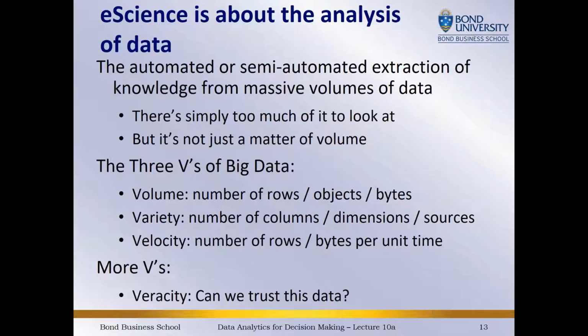So e-science is about the analysis of data, the automated or semi-automated extraction of knowledge from massive volumes of data. There's simply too much data to just look at. And remember, it's not simply a matter of volume. We talk about the 3 V's of big data: volume, variety, and velocity. Volume talks about the number of rows or just the size of the actual data. Variety talks about the number of different sources and dimensions and columns available, while velocity talks about the speed that the data comes at. And many people like to add on a fourth V, veracity, which means can we actually trust this data? Huge amounts of data, for example, are generated by human beings interacting. But is this data all facts?